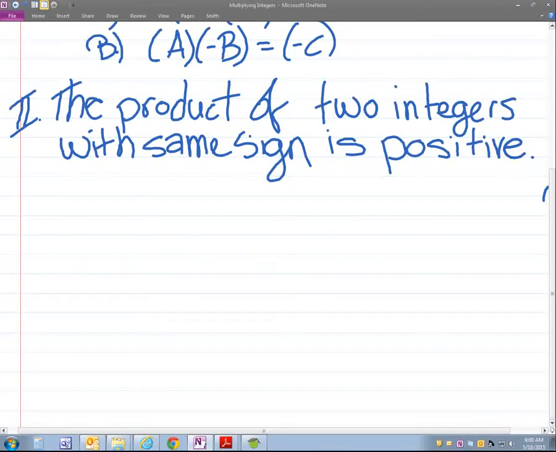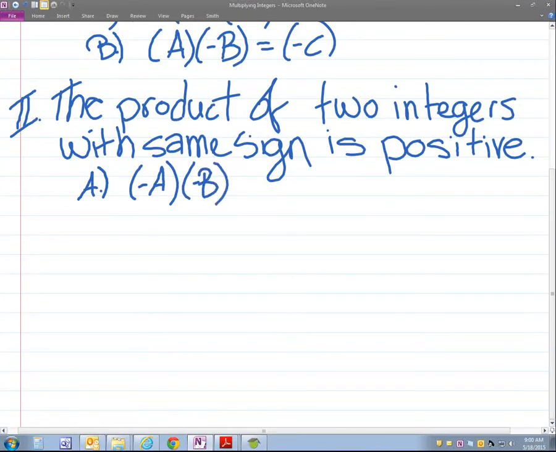What if they were the same sign? What if it's negative? According to this rule that we just did, if we did have two negative integers, those are the same sign, so it's positive. So let's see an example. First, I'll do it algebraically. The opposite of A multiplied by the opposite of B is equal to a positive C.